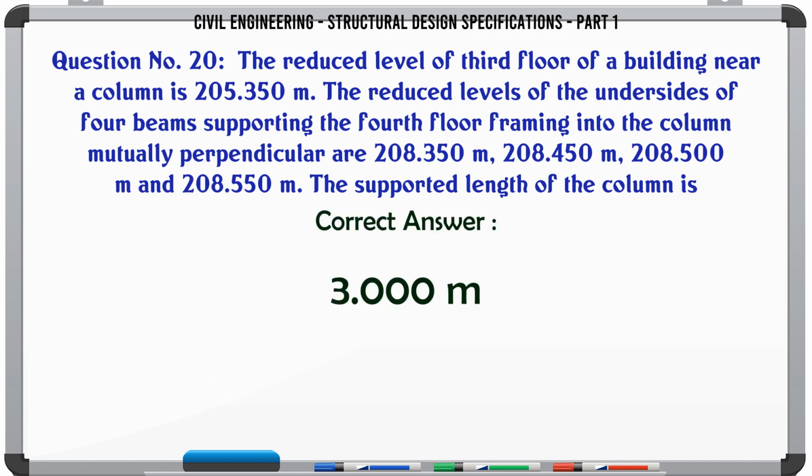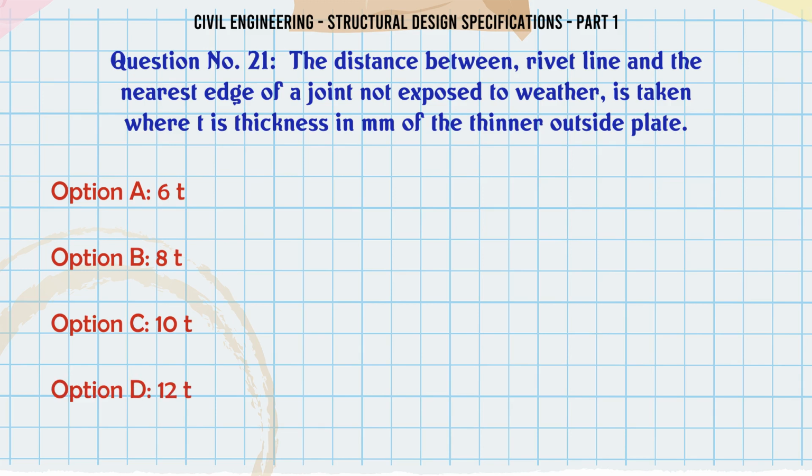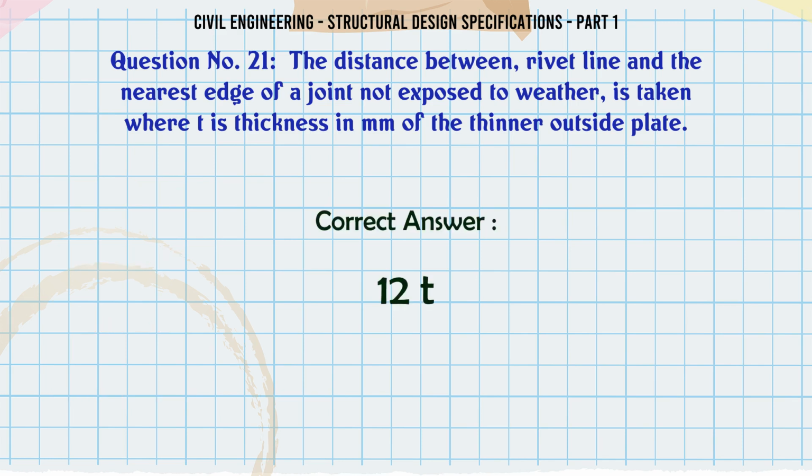3.000 m. The distance between the rivet line and the nearest edge of a joint not exposed to weather is taken as, where T is the thickness in mm of the thinner outside plate, A. 6T, B. 8T, C. 10T, D. 12T. The correct answer is 12T.